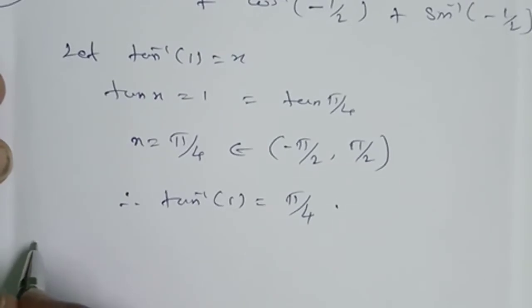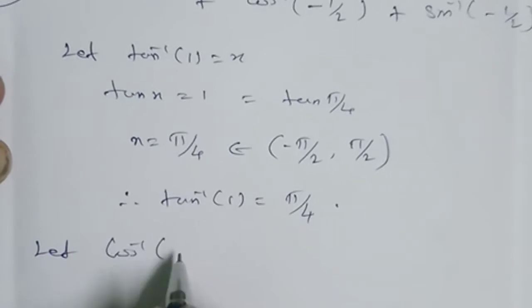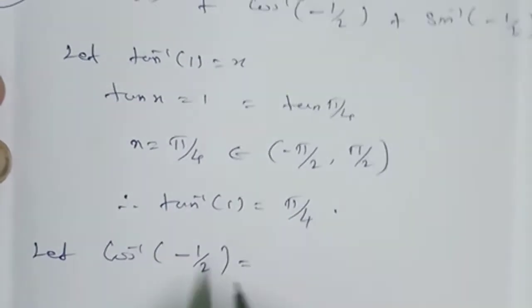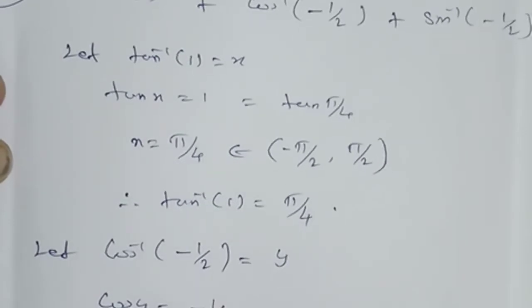So next one, let cos inverse of minus 1 by 2 is equal to y. So cos y is equal to minus 1 by 2.